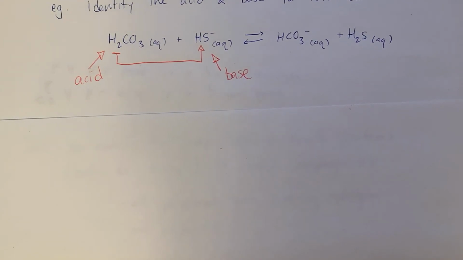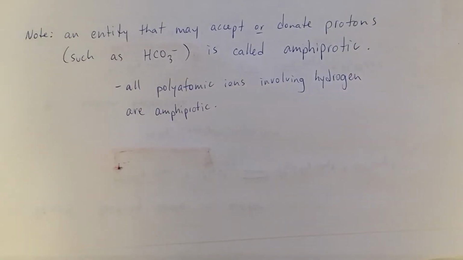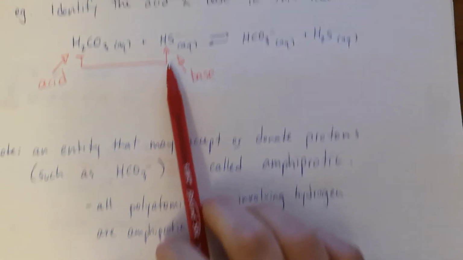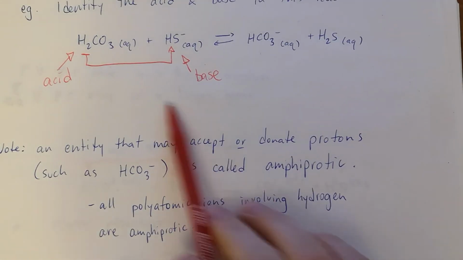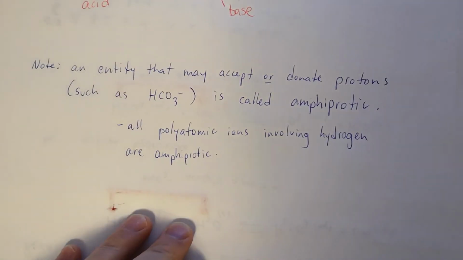Tying it back to baking soda, you want to know this? Something that can accept or donate protons, like baking soda, HCO3, call that amphiprotic, which is a cool science word. All polyatomic ions involving hydrogen are amphiprotic. So we actually saw another one here. This HS would be amphiprotic. It can gain to become H2S or could lose to become a sulfide ion. Cool.